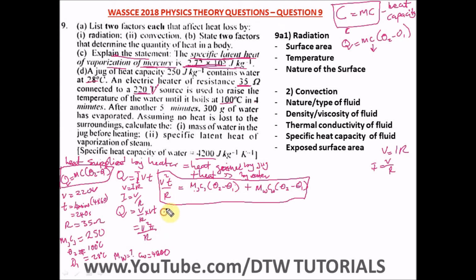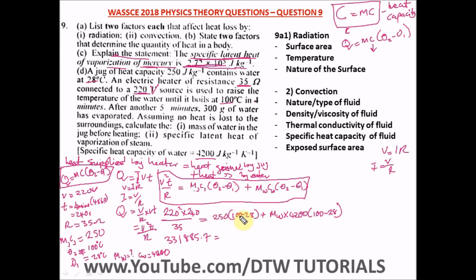So what's our V squared, which we have? 220 squared times our T, in seconds, 240 seconds, over our R, which is 35, equal to our MJ, which is 250, bracket θ1 minus θ2, that's 100 minus 28, bracket plus, we're looking for our MW, times 4,200, bracket 100 minus 28. Okay, from here when we punch in our calculator with all this, we're going to have 331,885.7 for this part.